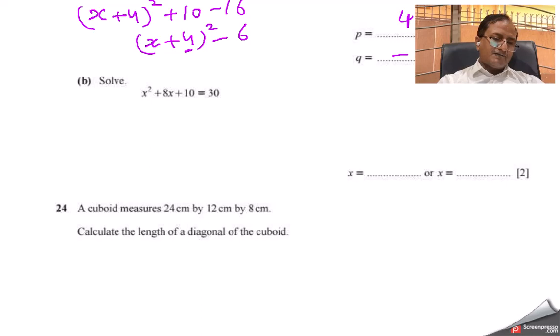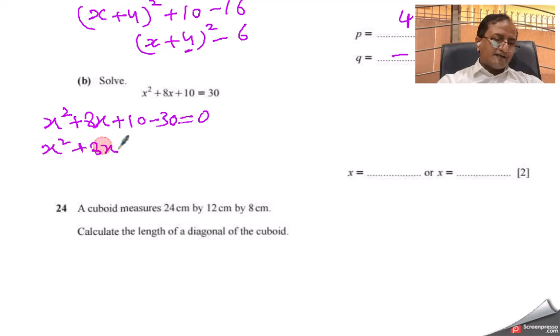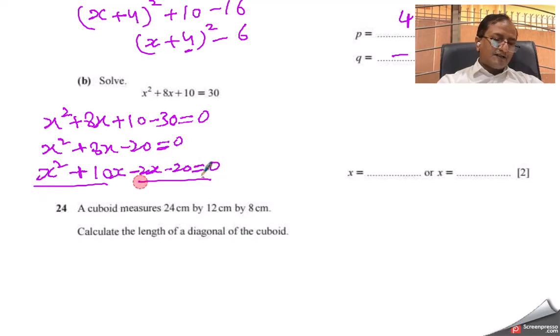After that he says we are supposed to solve it. We have x squared plus 8x plus 10 minus 30 equals 0, so x squared plus 8x minus 20 equals 0. We are supposed to find two numbers that multiply to get 20 and subtract to get 8. 10 and 2, so it is x squared plus 10x minus 2x minus 20, breaking the middle term.